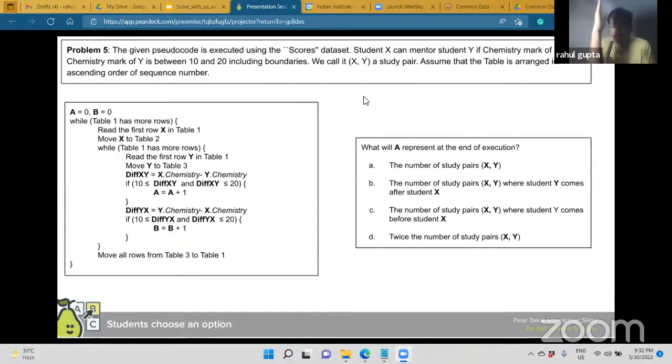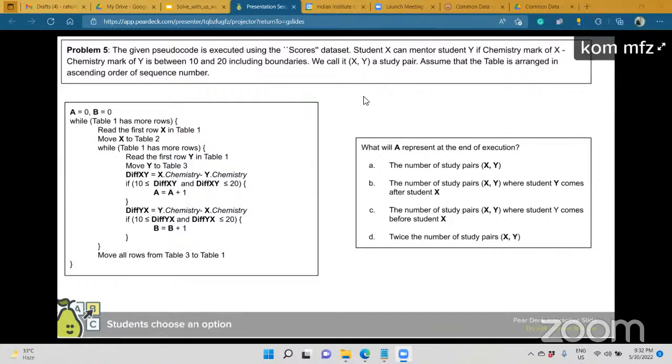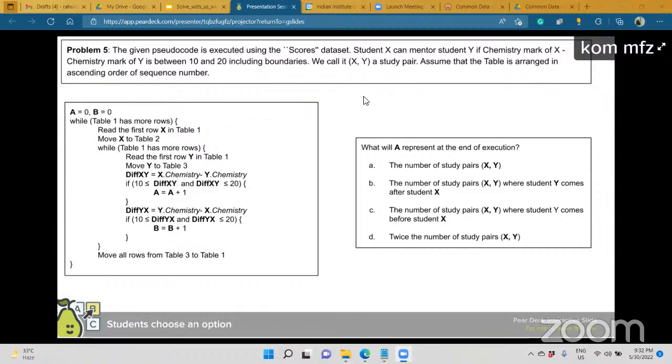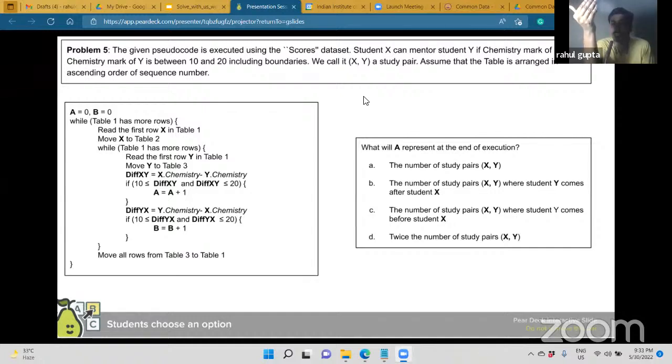What will A represent? The number of student pairs X, Y where Y comes before X. So you are saying that Y is coming before X, right? Correct. So if Y comes before X, then what will happen? X got more marks, the right student compared to Y. It doesn't matter. It's not in the ascending order of the marks. It's the ascending order of the sequence number. We don't even know whether Y will be greater or less unless we go and check.